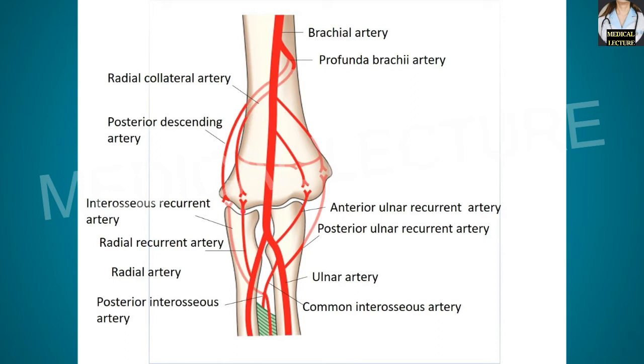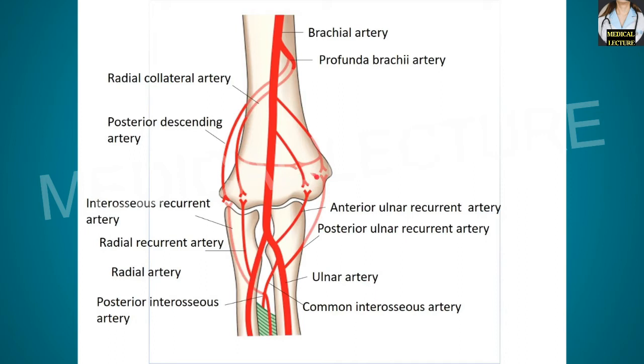Now next, behind the lateral epicondyle, there is anastomosis between the posterior descending branch of the profunda brachii artery and the interosseous recurrent artery. So in front, the anterior descending and the radial recurrent artery, and behind the lateral epicondyle, the posterior descending and the interosseous recurrent artery.